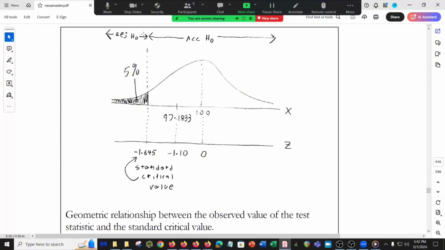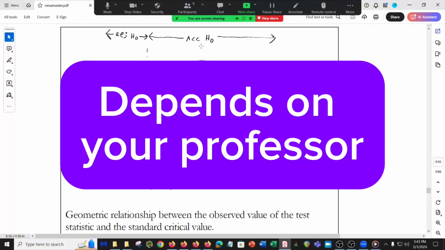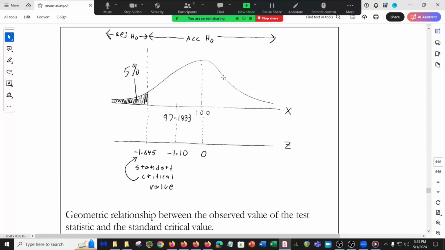This is where you reject the null hypothesis. Anything less than or equal to negative 1.645. And this region over here, anything greater than negative 1.645, is where you fail to reject the null hypothesis. And some statisticians will say accept the null hypothesis. Whether you say fail to reject or whether you say accept, that depends on your individual professor. I use both to expose my students to the difference.